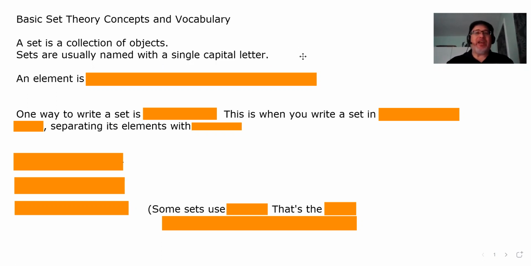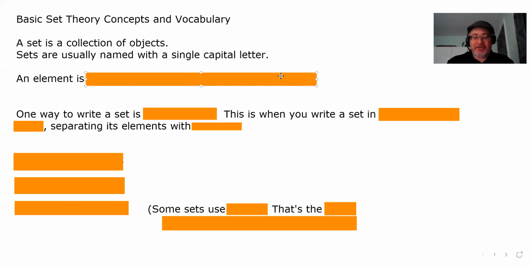Sets are usually named with a single capital letter. In algebra, when you don't know the value of a number, you typically represent it with a lowercase letter. In set theory, when you don't know the contents of a set, you generically name it with a single capital letter, or even if you do know the contents of the set.